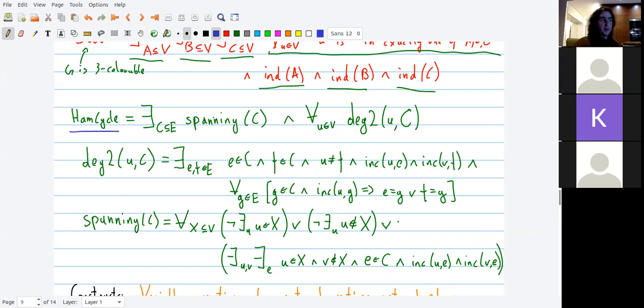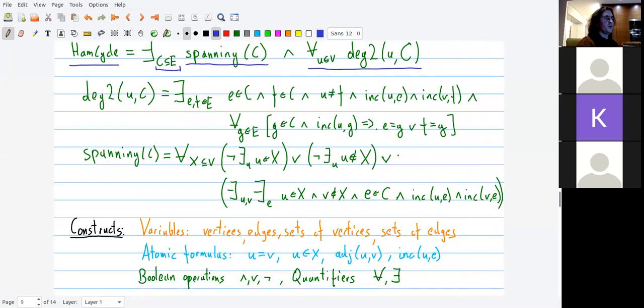And finally, let's look at the example of writing a formula checking that there is a Hamiltonian cycle in the graph. So what's a Hamiltonian cycle? A Hamiltonian cycle is a subset of edges C, which is first of all spanning in the sense that it's connected and it reaches every vertex of the graph. And second, every vertex is incident to exactly two edges from my subset C. So the degree with respect to the subset C of every vertex is equal to 2. So how would I write this formula? Well, it's easy.